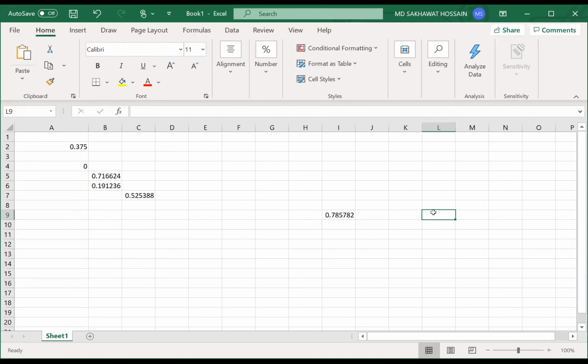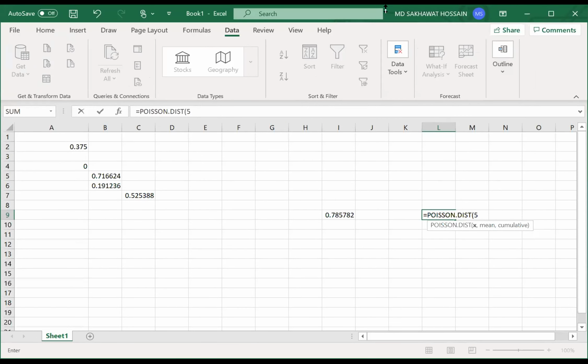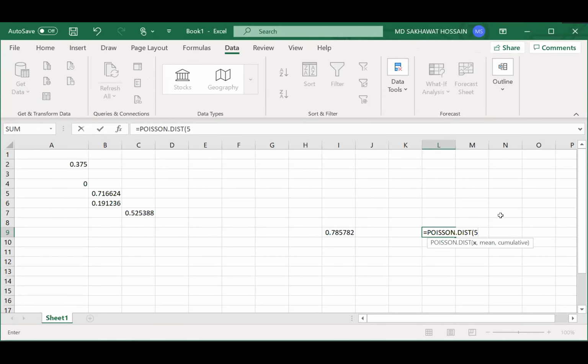Okay, so for binomial we used the command binomial distribution. Now in this case we'll use Poisson, P-O-I-S-S-O-N, Poisson.dist. That's the Poisson distribution, so you have to use this command. The first one is x, the value of x. What was the value of x in our case? It was 5, because we were looking for the probability x less than or equal to 5. Comma, the second number is the mean, so mu was 8.